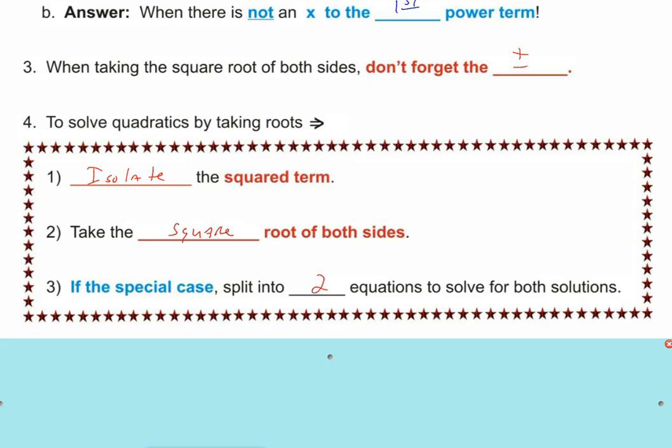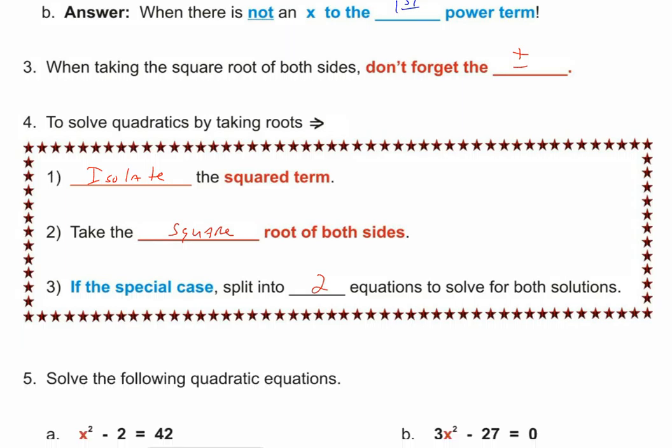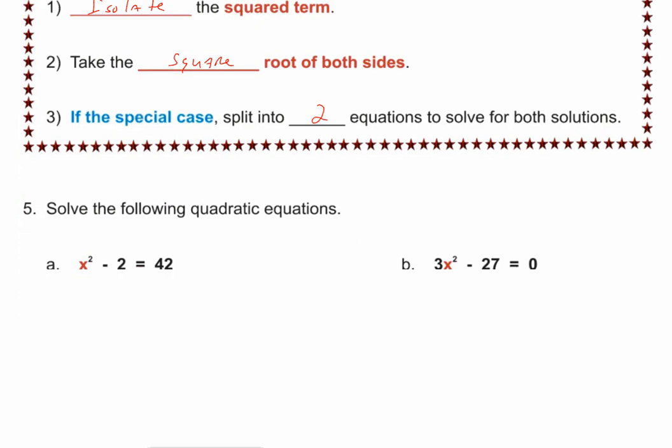But honestly, we've done quadratics before. We just didn't say that they were quadratics. So not a lot involved here. Let's get to a couple examples.